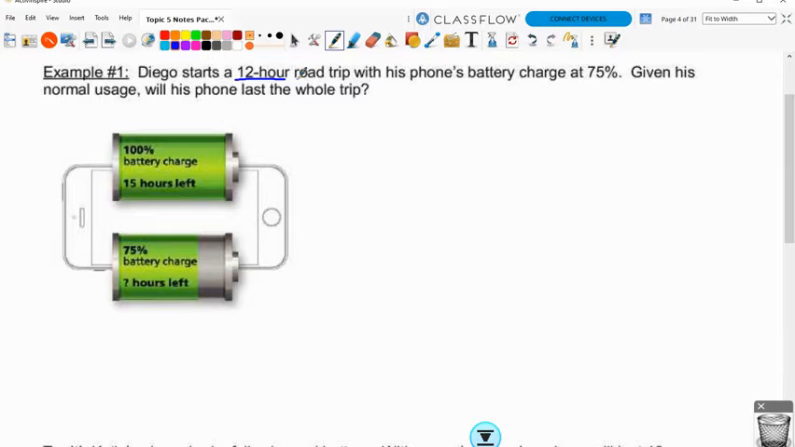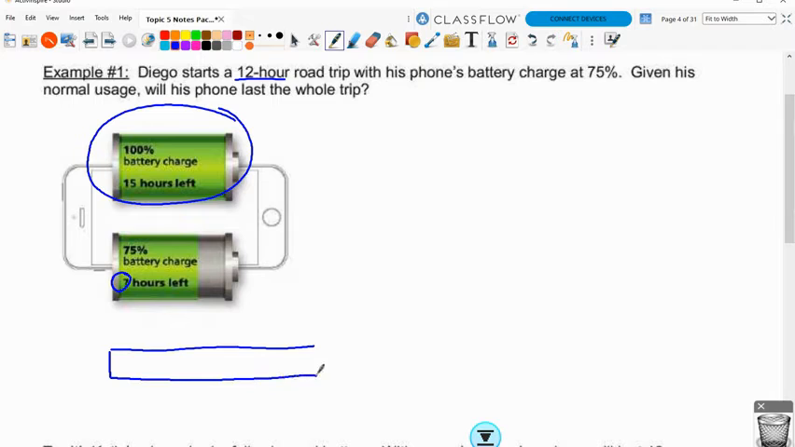Okay, so what we need to do is look at the picture, and we can see in the top part here that a full battery, a 100% charged battery, would last 15 hours. If you look underneath, this represents Diego's, where it's 75% full, and we don't know how many hours that's going to be. Okay, we could represent this with a tape diagram as well. You might remember tape diagrams from 6th grade.